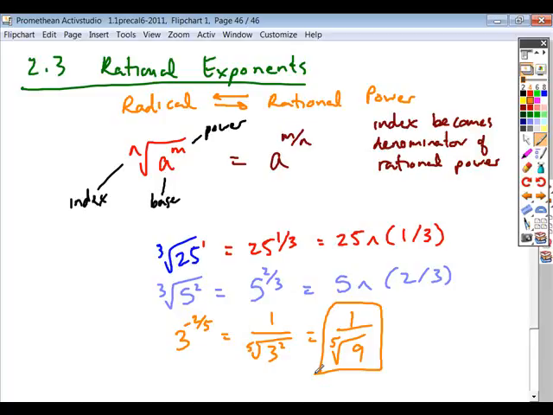Okay, when you're working with these or rewriting the forms, you don't have to simplify or rationalize the radicals based on their rules from 2.2. And so like this one, this has a radical in the denominator. That's fine. When you're just converting the forms, you don't have to simplify. You're just rewriting it.